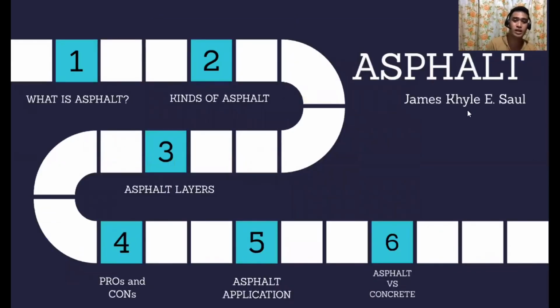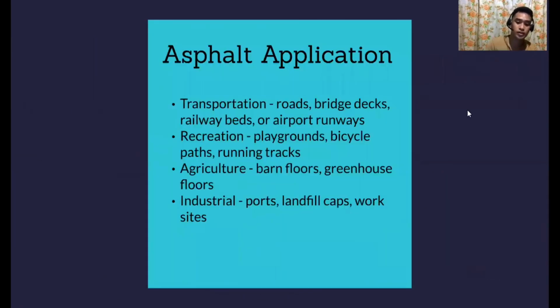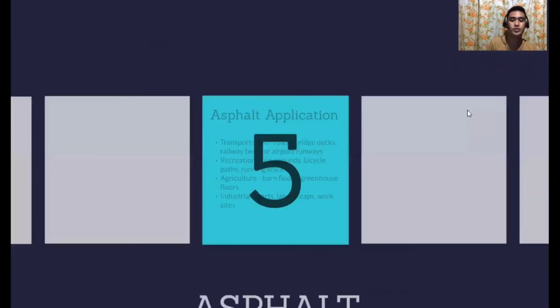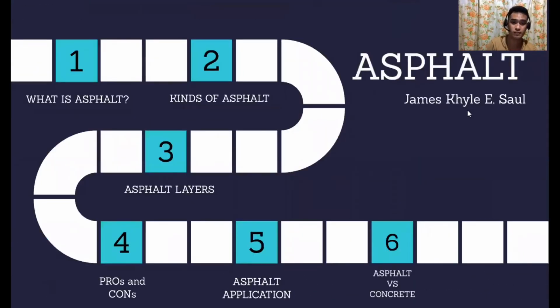Next is the asphalt application. Asphalt applications derive from transportation, which means roads, bridge decks, railway beds, or airport runways, and then recreation. Basically, it is used for flooring or making roads. So those are the asphalt applications.